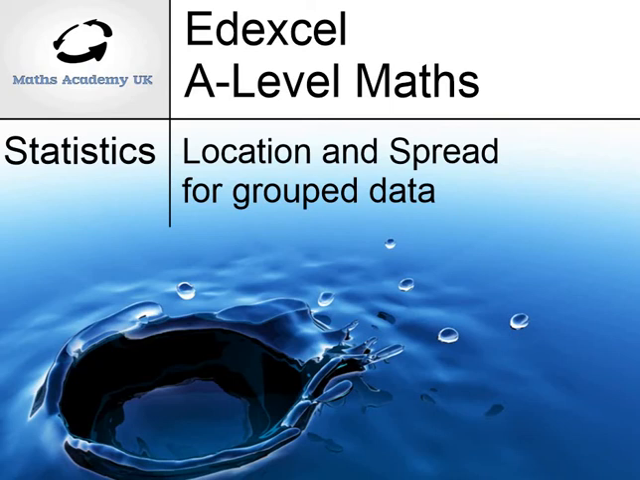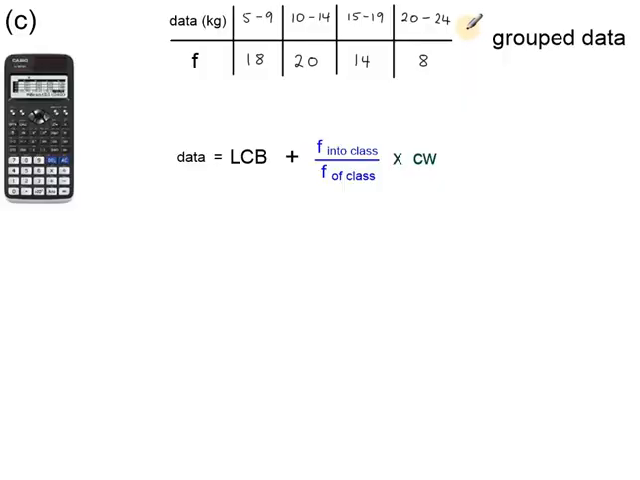Measures of location and spread for grouped data. So here is our grouped data, and we use the interpolation formula for all of our calculations so far. But can we replace the formula with the calculator's built-in statistical functions?